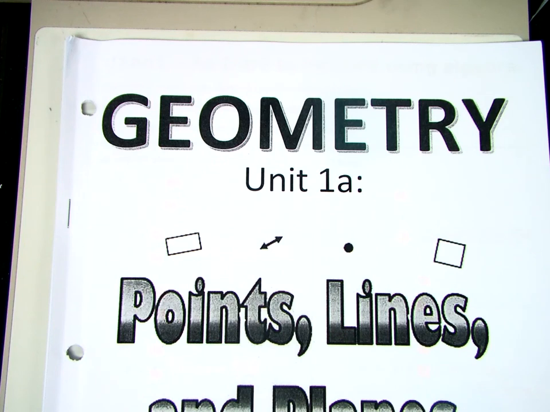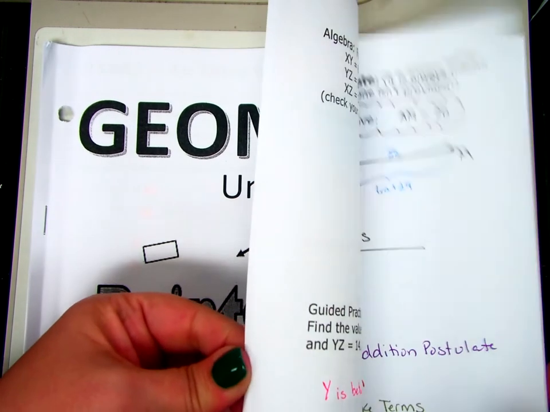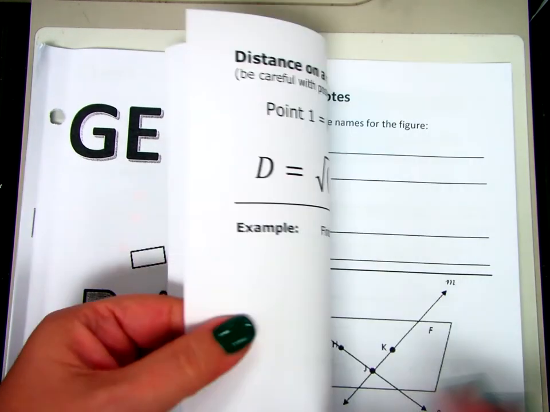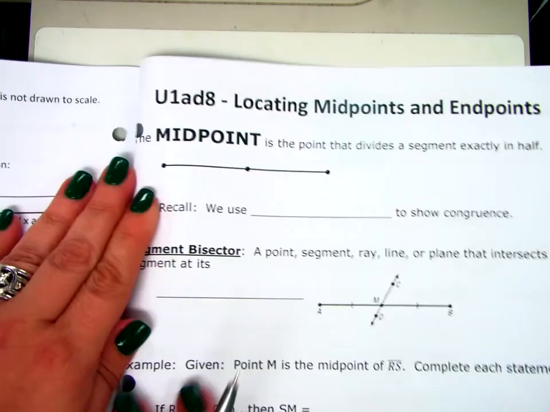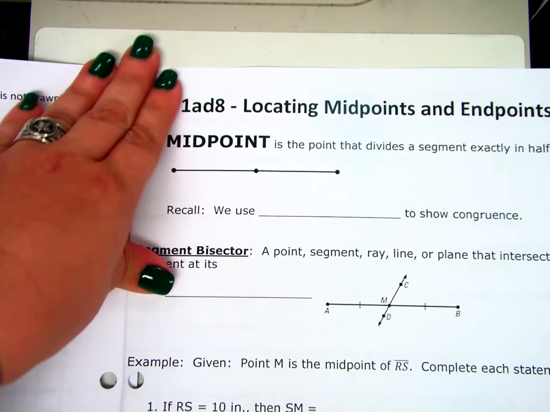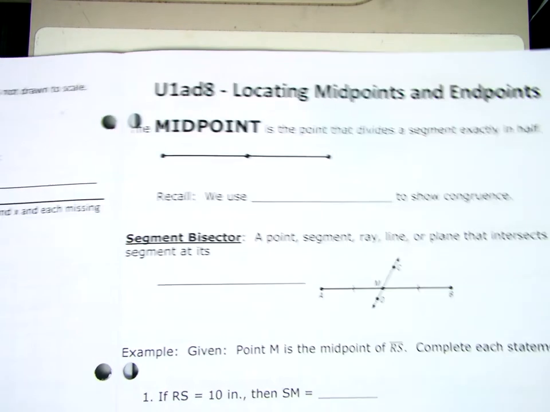Okay, so today we are going to be looking at midpoints and endpoints, which is day 8 in our notebook. Or in our little notes. We can call it a notebook. All right, so day 8, locating midpoints and endpoints is what we're looking at.